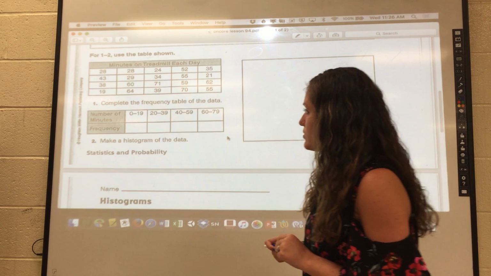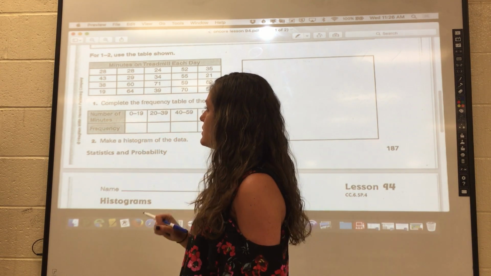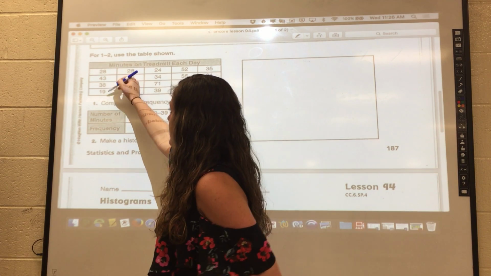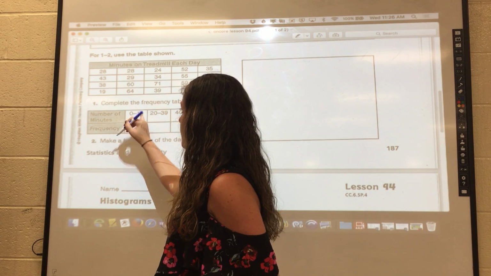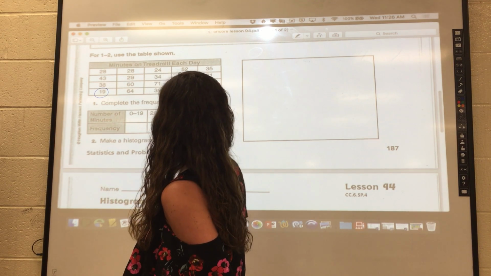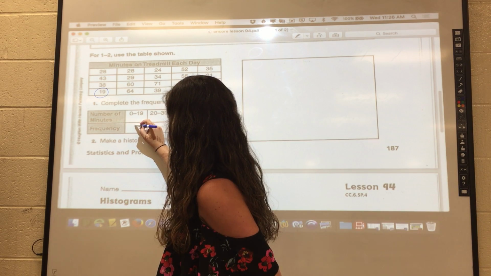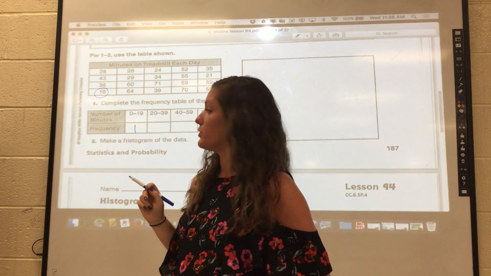So let's look at 0 to 19, our first interval here, and we're looking at the number of minutes and how many times it's occurring. So I'm looking for any numbers here that are between 0 and 19. I see 19. And that appears to be it. So I'm going to put that that's only occurring once. The frequency is only once.